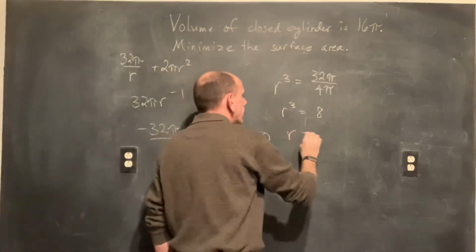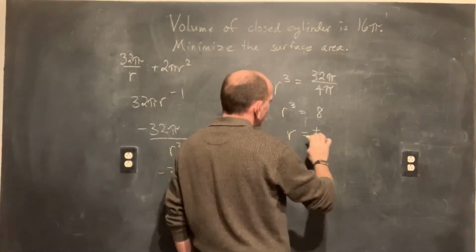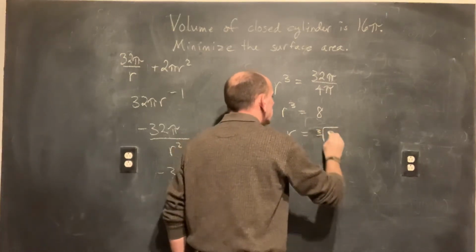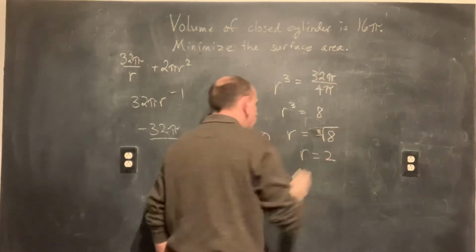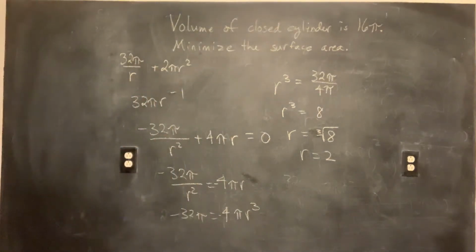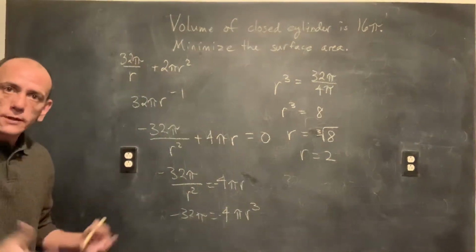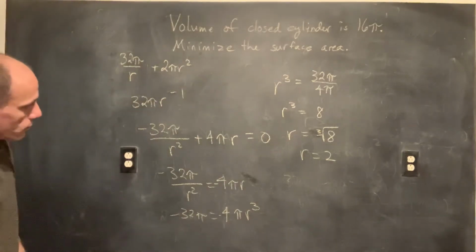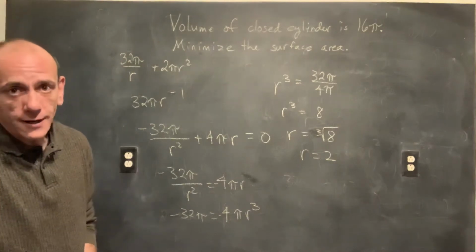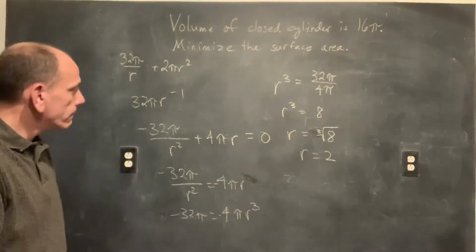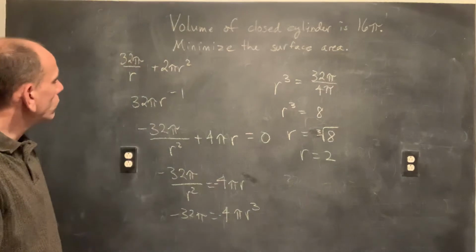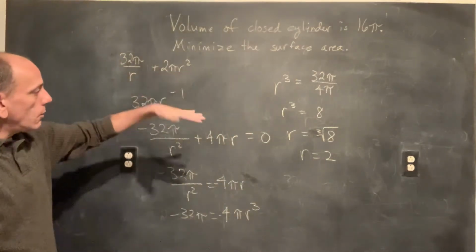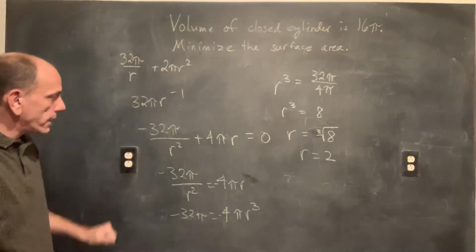r is plus or minus, nope, sorry, cube root of 8. So r is 2. Now, r being 2 is a positive value. It's feasible, right? We didn't come up with some negative thing. I wanted to throw one in there, but it's not an even root, right? It was an odd root, so it still came out positive. Okay, so now we found the r that will minimize this objective function.